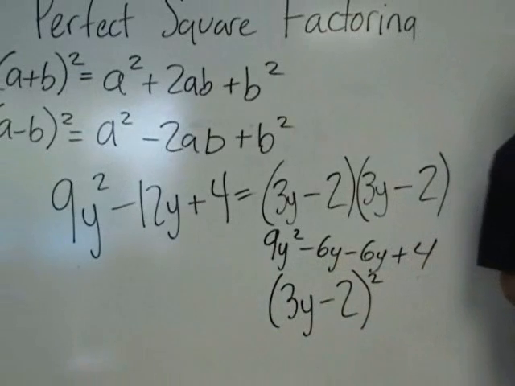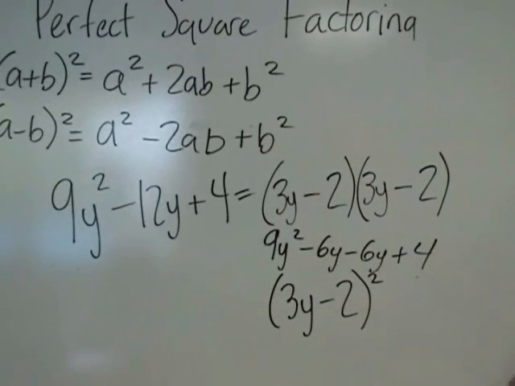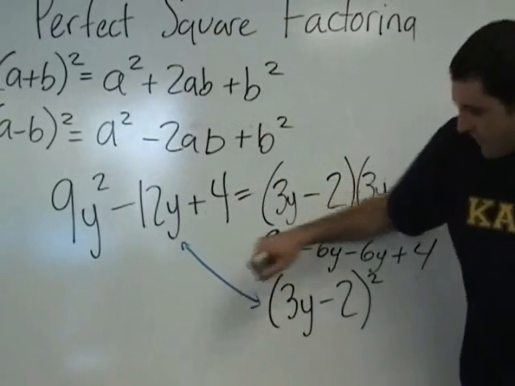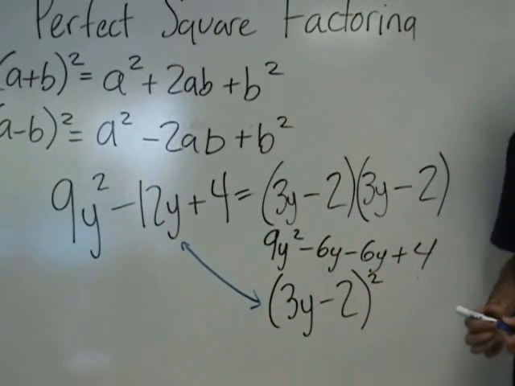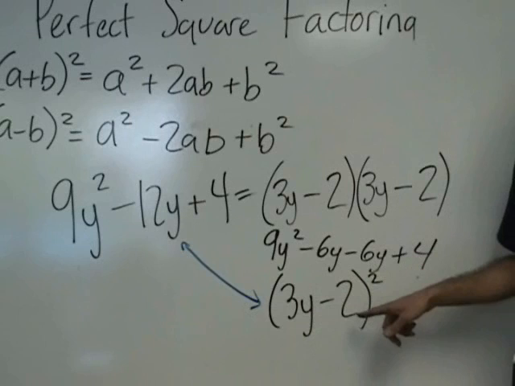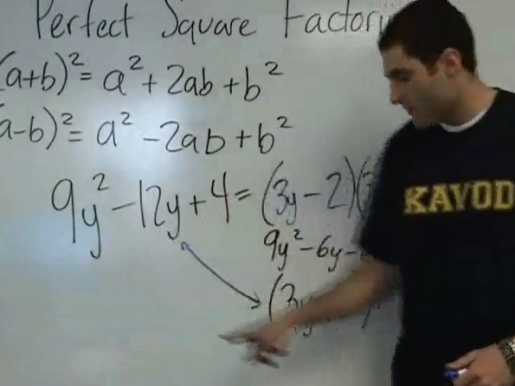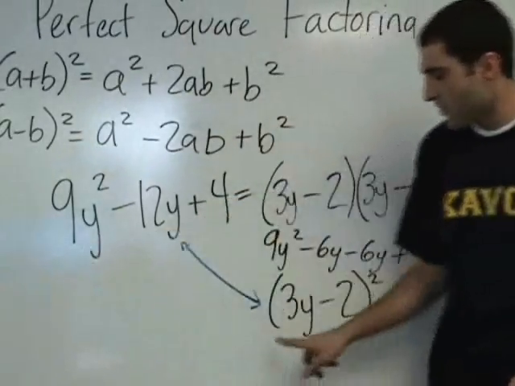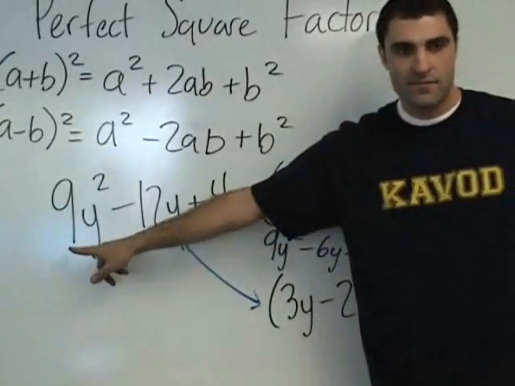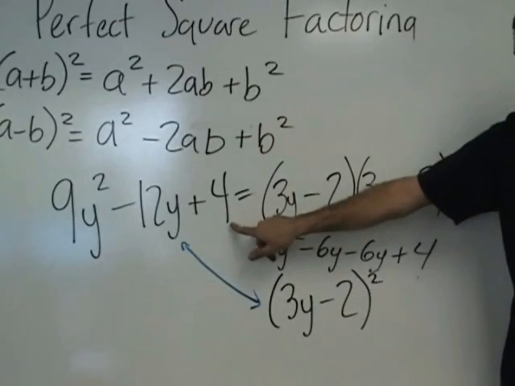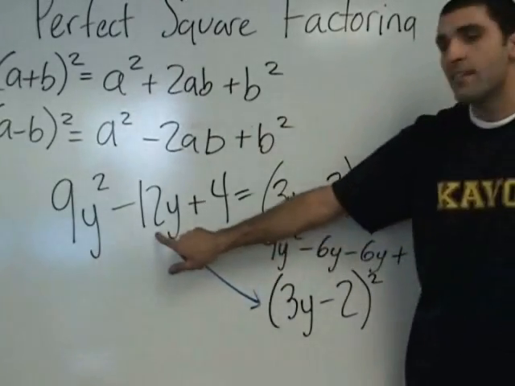Okay. Now, all I'm going to ask is if you can recognize the link between these two. Let's talk about it, and then we're moving on. This is a perfect square factoring. This term would be this one. This one squared is this one, so 3y times 3y is there. Then we have 2 times 2 there.